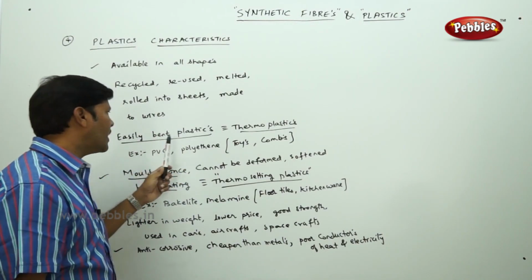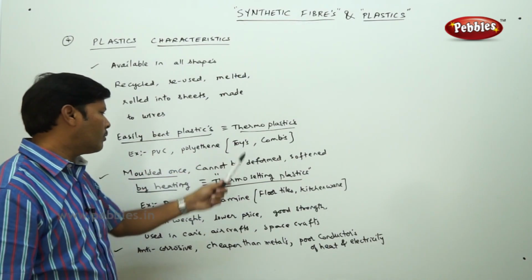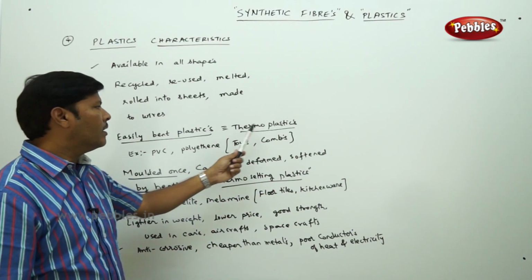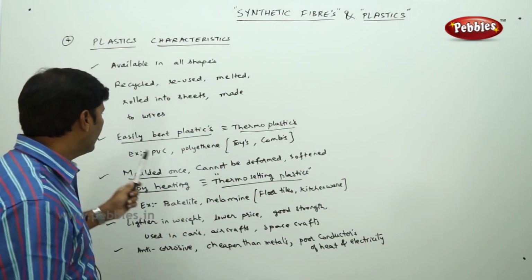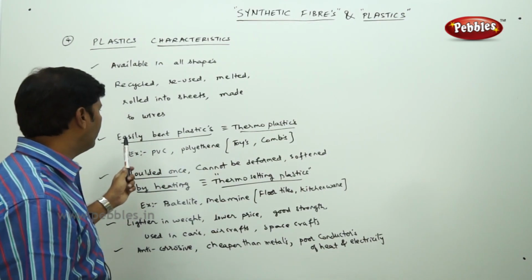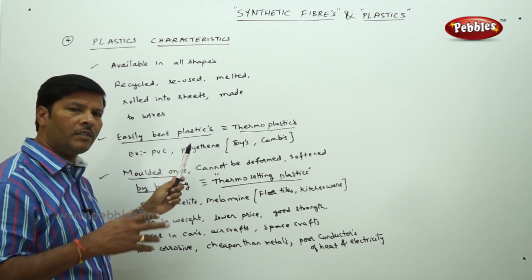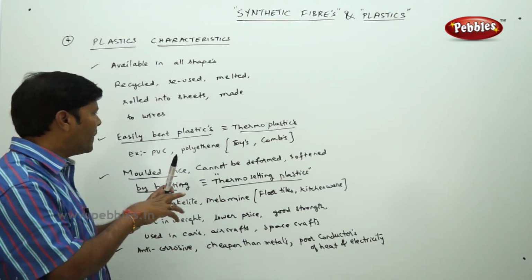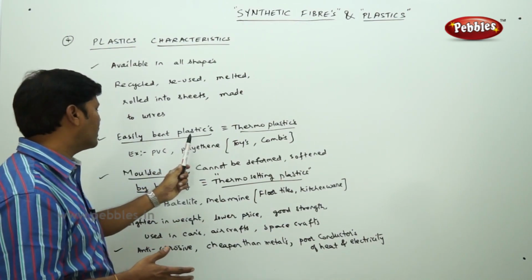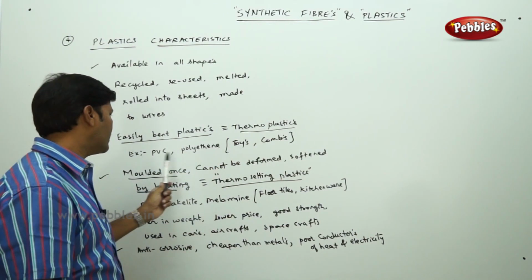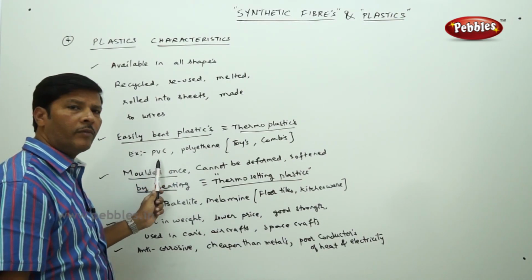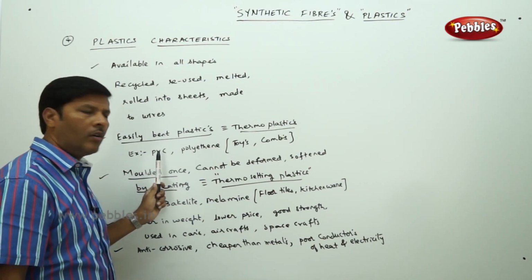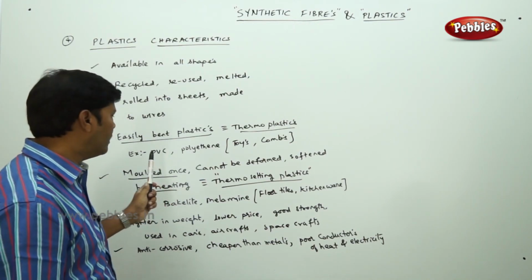Plastics are actually of two types: thermoplastics and thermosetting plastics. What is the difference between them? Plastics which can be easily bent, easily deformed, or easily changed into any shape are called thermoplastics. The best example of thermoplastics is PVC plastics. PVC means polyvinyl chloride.